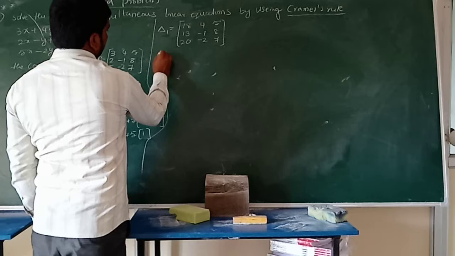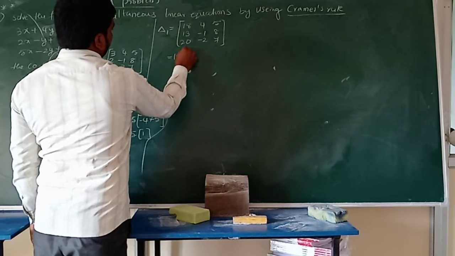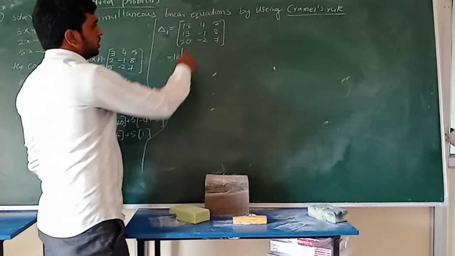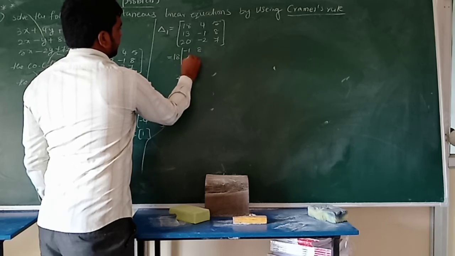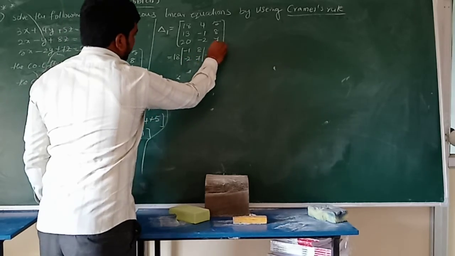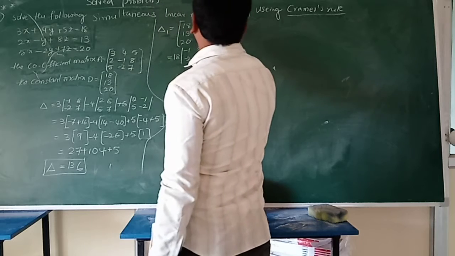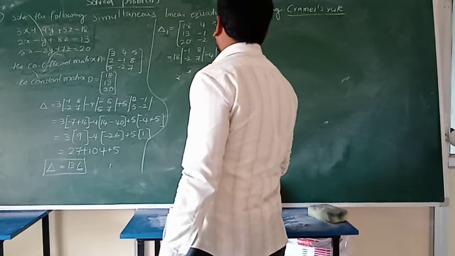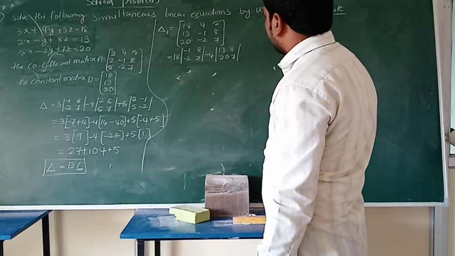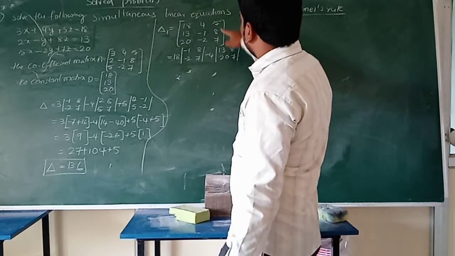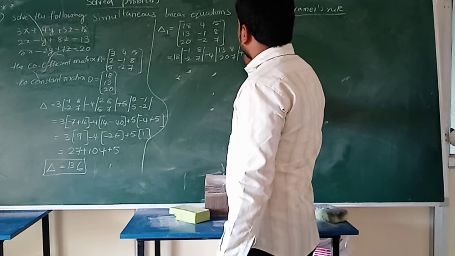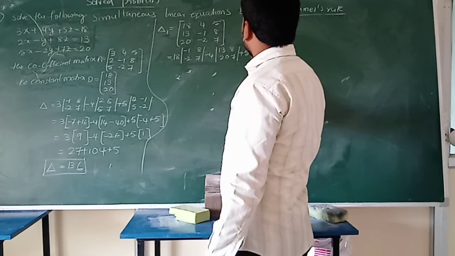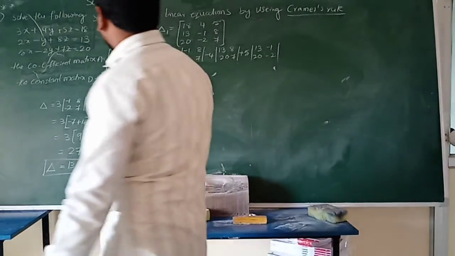Delta 1 is equal to 18 into this one. Eliminating first row and first column, the remaining 2 by 2 matrix is 1, 8, minus 2, 7, minus 4 into eliminating this row and this column, 13, 8, 20, 7. Now this is 5, 13, minus 1, 20, minus 20, minus 2.